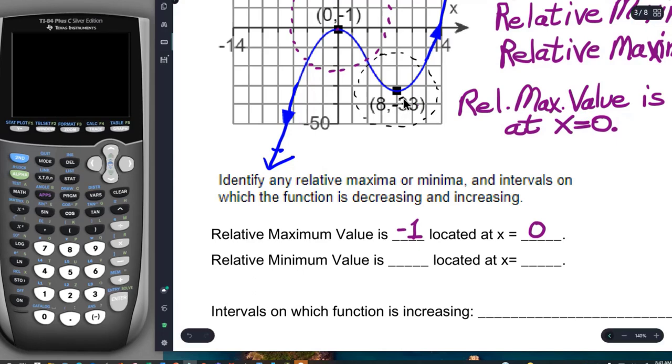The relative minimum value is -33. Remember, we go all the way down to -50 here. And -33 is located at x equals 8, which is up here. And these are counting by 2, 4. 1, 2, 3, 4, 5, 6, 7, 8. Yes, 8 is right here. 8 on the x-axis. So, the relative minimum value is -33, and it's located at x equals 8.